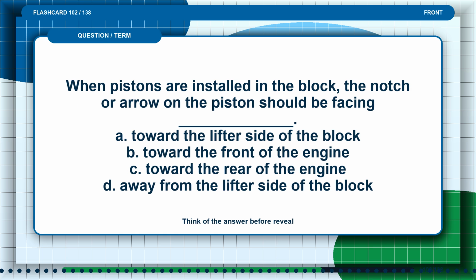Flashcard 102. When pistons are installed in the block, the notch or arrow on the piston should be facing blank. A, toward the lifter side of the block, B, toward the front of the engine, C, toward the rear of the engine, D, away from the lifter side of the block. Pause and think of the answer before the reveal.